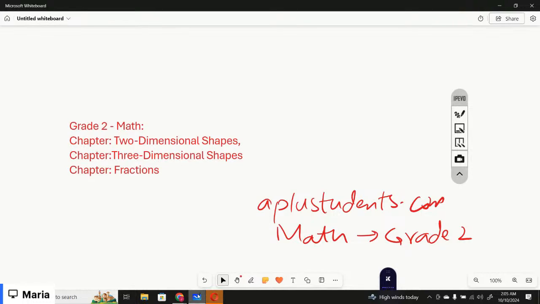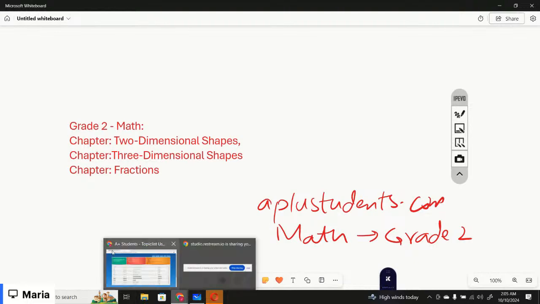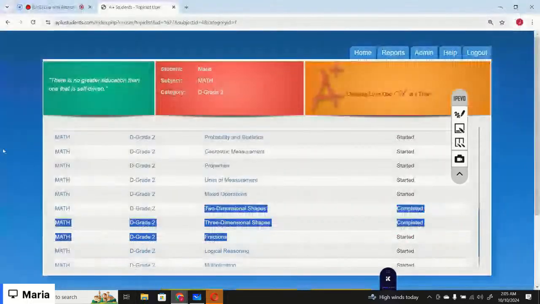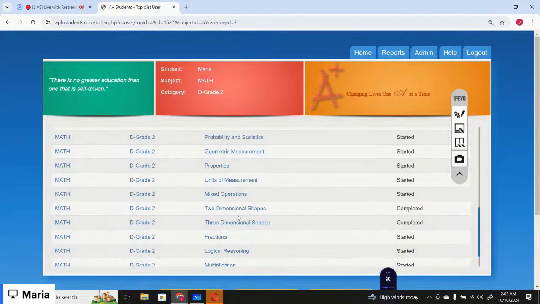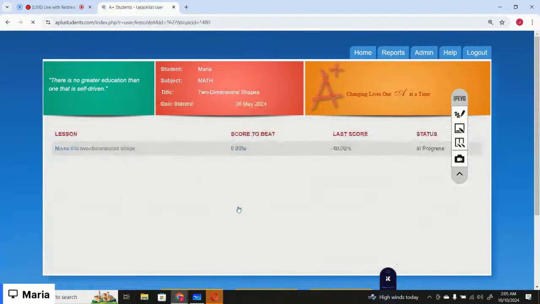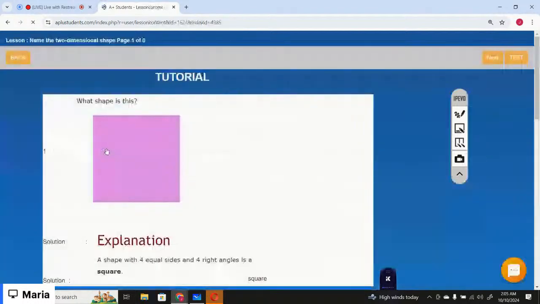Okay, so let's just start with the chapter two-dimensional shapes. Here I'm on grade 2 math. We're going to start with the chapter two-dimensional shapes, start with the lesson. Okay, let's just start with the first lesson, that is name the two-dimensional shapes. What shape is this? Which is the correct option?